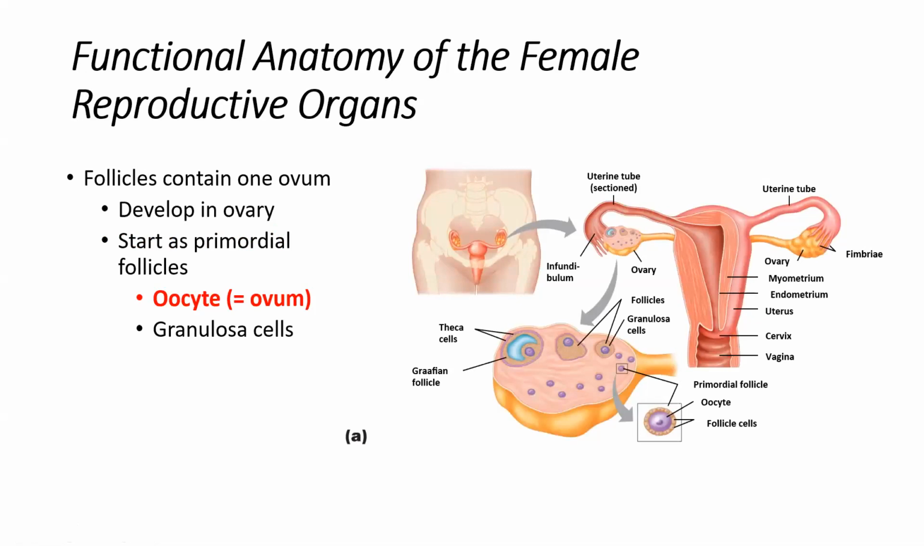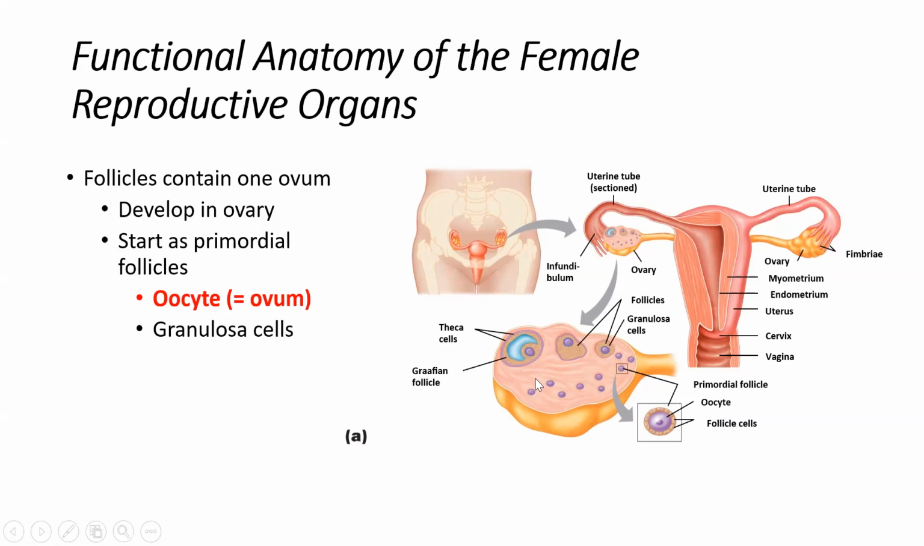Okay, so the functional anatomy of the female reproductive organs: we've got follicles that are containing ovum. Ovum are the undeveloped eggs that are lying dormant in the ovary of a woman, and they're developing every month. They start off as a primordial follicle, which is in its earliest stage of development, and they make their way to become a Graafian follicle, which is a fully developed follicle.